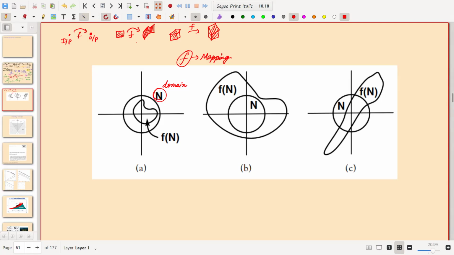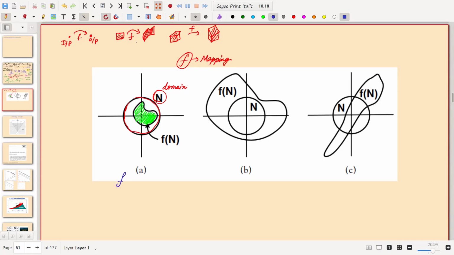So when you have a domain N that you can see on this boundary over here, and you apply the function f, you get this green area. So what do you think? Has it contracted or expanded? Contracted. It has contracted, right? So therefore in this case, f will be known as a contraction map.